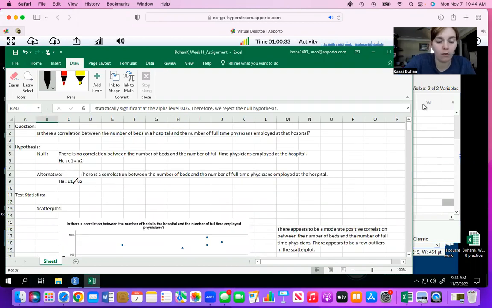My question is, what is the correlation between the number of beds in a hospital and the number of full-time physicians employed at that hospital? My hypothesis is, for the null, there is no correlation. For the alternative, there is a correlation.